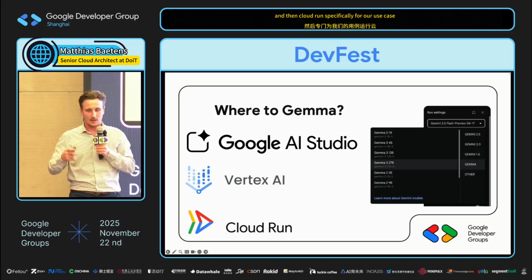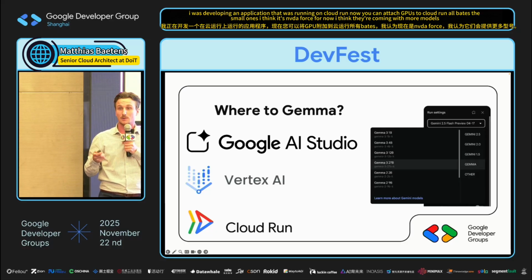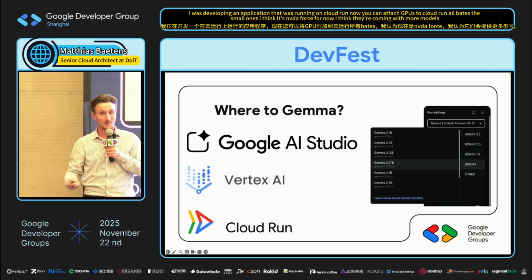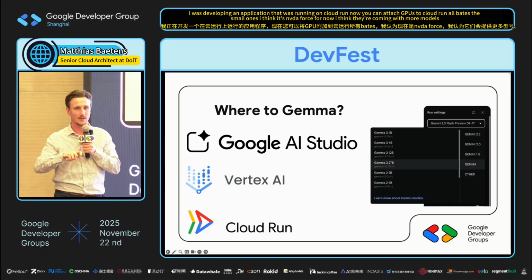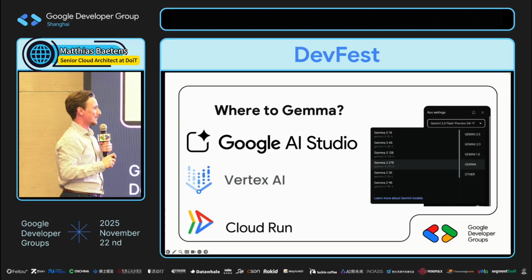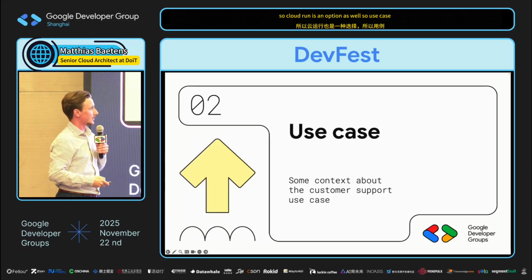And then Cloud Run, specifically for our use case, I was developing an application that was running on Cloud Run. Now you can attach GPUs to Cloud Run, albeit the small ones. I think it's NVIDIA L4s for now. I think they're coming with more models. If I remember correctly, the A100 is coming up. So Cloud Run is an option as well.